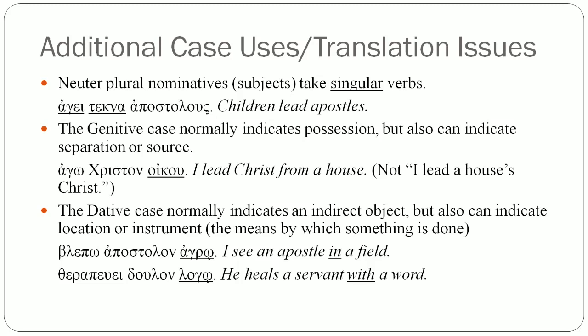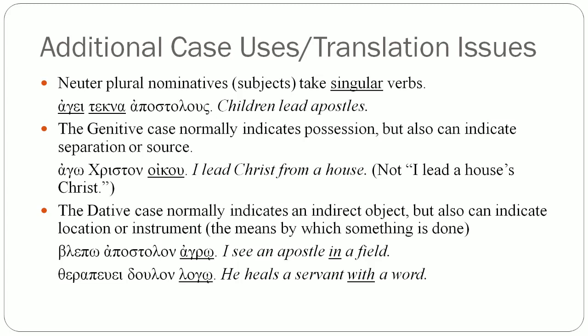The dative case has two extras. But again, these are not super common. Normally the dative indicates an indirect object and you translate "to." But it can also indicate things called location. There's something called the locative dative or the instrumental dative. And instrumental just means it's telling you the thing that someone or something is using to accomplish something, the means by which something is done. The first example there is the locative dative, the location dative.